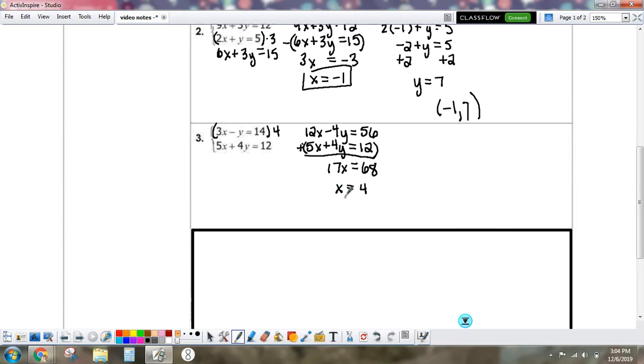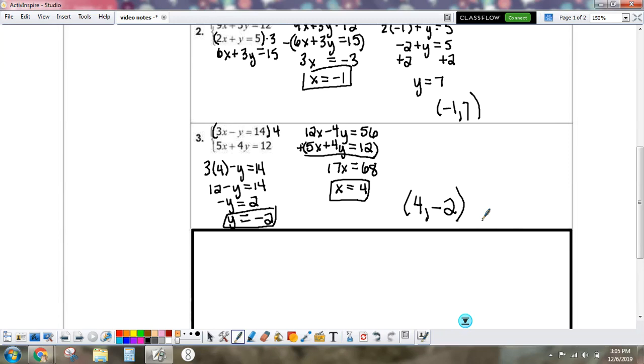So now I can take my x equals 4, plug it into my original right here. So 3 times 4 minus y equals 14. So now I'm going to go ahead and solve this. 12 minus y equals 14. Subtract 12 from both sides. I get my negative y equals 2. And then I have to divide by negative 1 to get y equals negative 2. So I've got this, and I've got this. So my ordered pair is 4, negative 2.